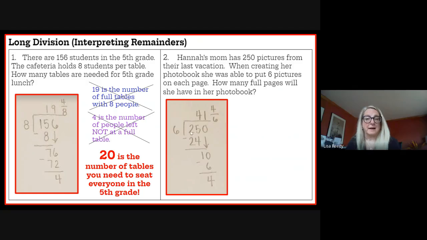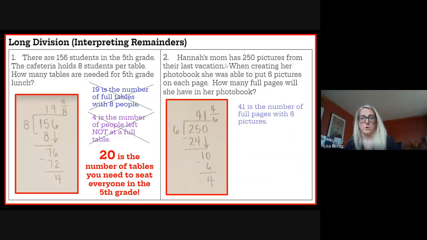We do 250 divided by 6. You get 41 4/6, and many of you put into Socrative last week, 41 2/3 is the answer. Well, that's not what we're looking for. That's not what the question says. The question says, how many full pages will she have in her photo book? So let's talk about all the different answers we have here.